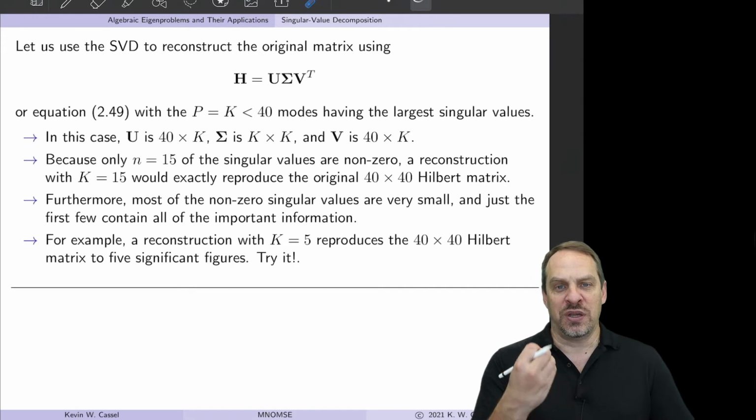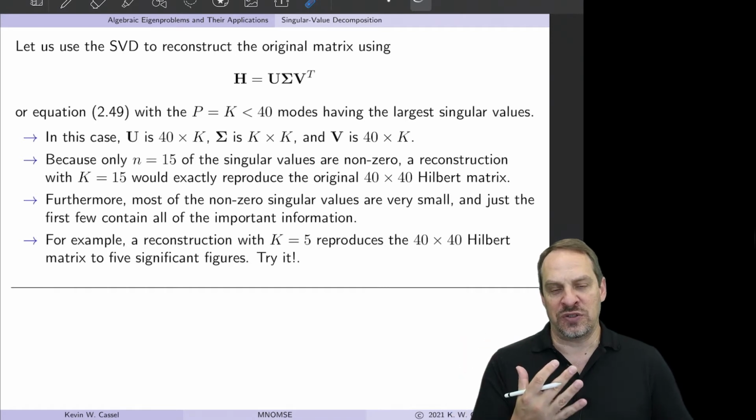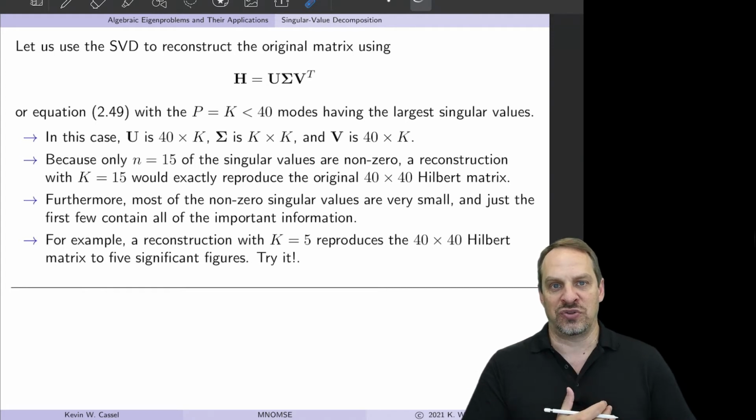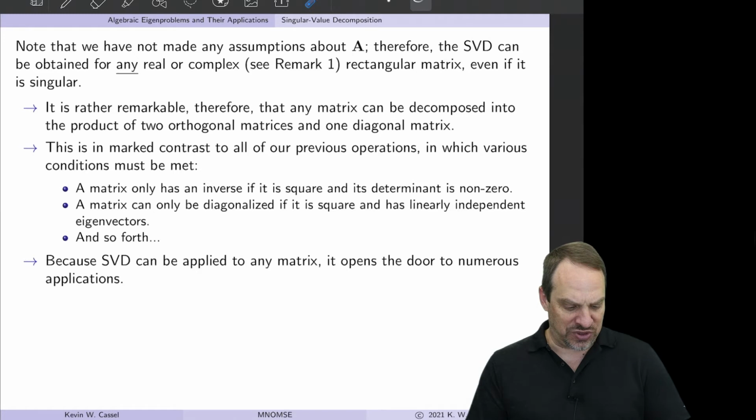But the point being, I only now need to store, in this particular case, 5 sigmas, 5 U's, and 5 V's, rather than all 40. So much less information needs to be retained, and I can get a good, reasonably accurate reconstruction of the matrix. Now let me say just a few things to summarize this discussion about singular value decomposition.